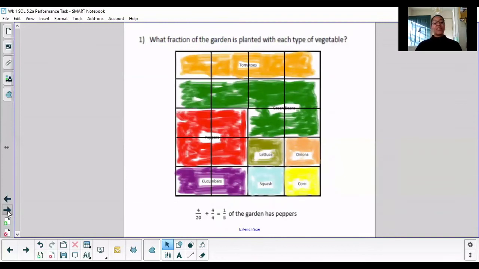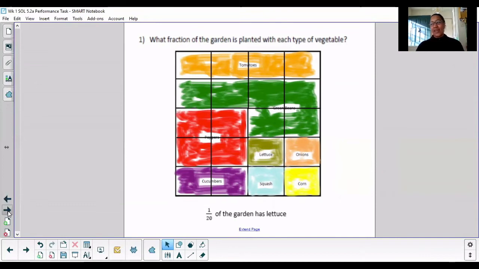What'd you pick up next? You said the peppers. 4 squares, just like the tomatoes. So the fraction is 1/5. So you simplified 4 squares out of 20, 4/20. Good job. All right, you got down to only 1 square with the lettuce. So that's 1 out of 20, 1/20. Good job.